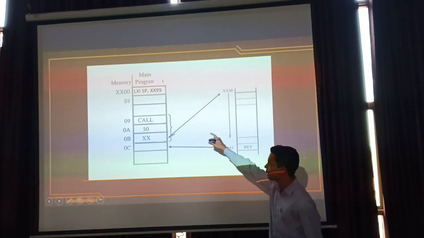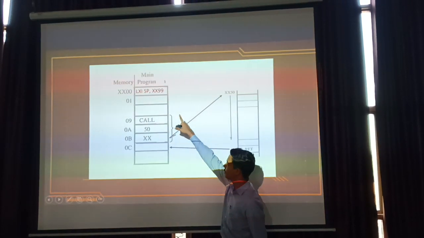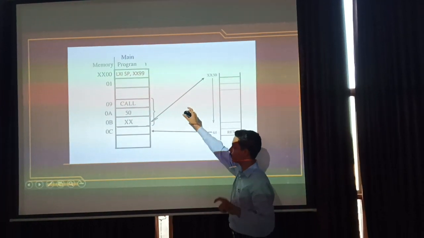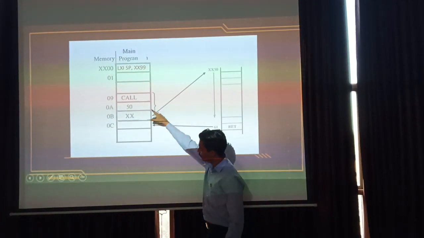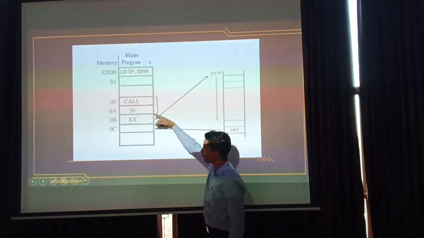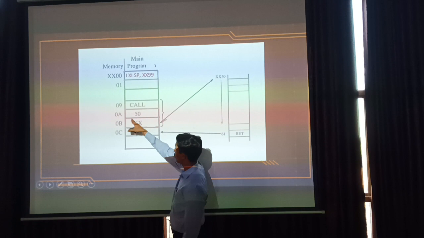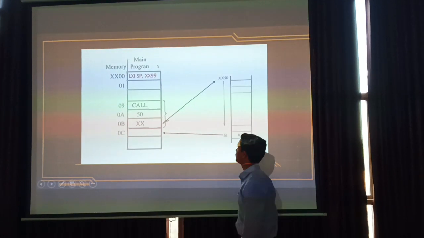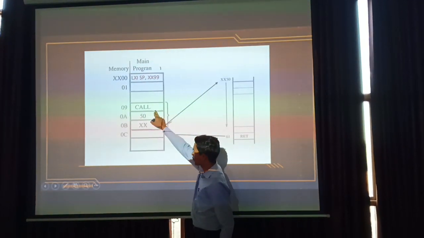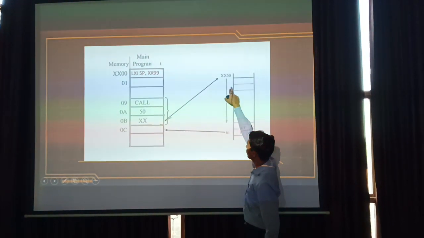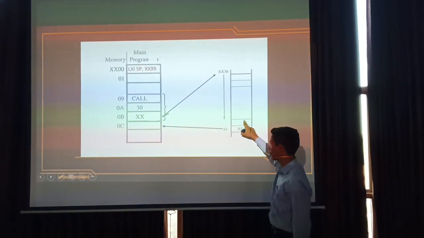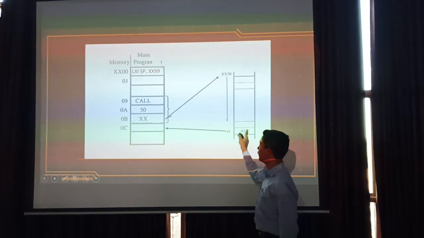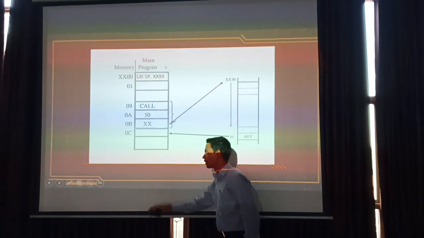So this is another example. At LXI SP we have declared the stack memory location, and at XX09 we have a call instruction, and after that there is a 50, which is the lower byte address, and XX is the higher byte address of the subroutine program. So we have taken that address in the call instruction. We execute the subroutine program, and when we reach the return position, we go back to the main program and execute it.